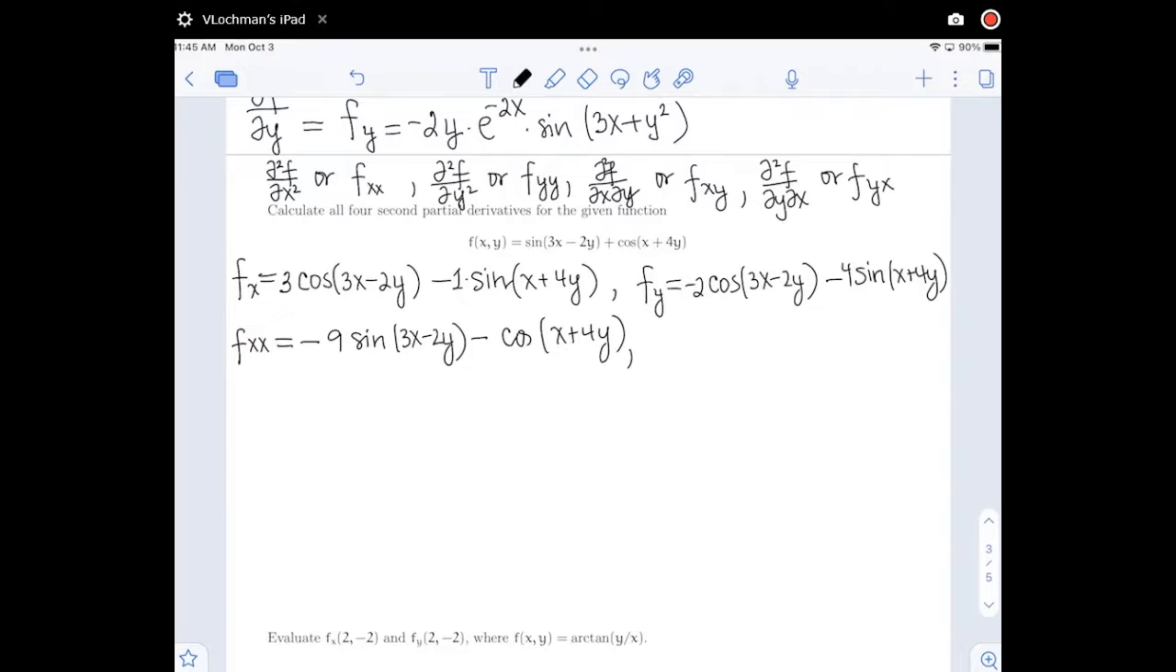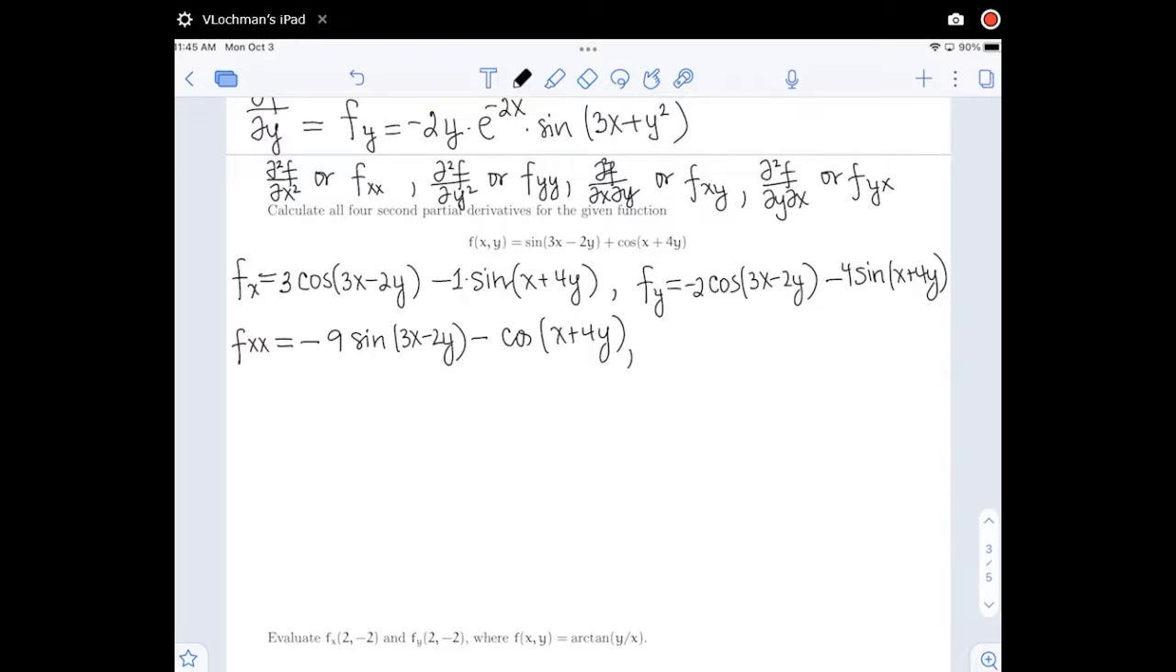Okay, let me pause here for a moment. I know we started to go a little bit faster, right? But let's take a look at this. Does this make sense? Negative 2 cosine 3x minus 2y, okay? And then minus 4 sine of x plus 4y.